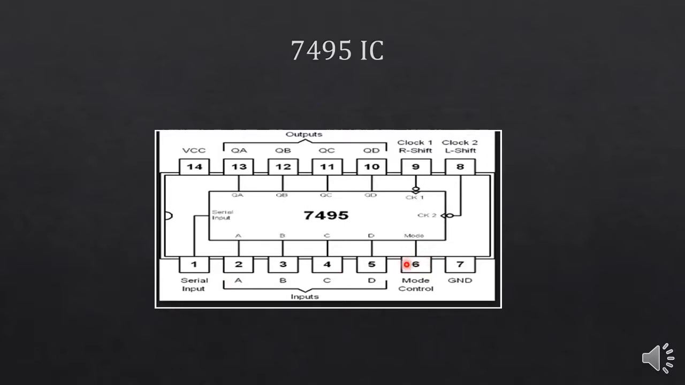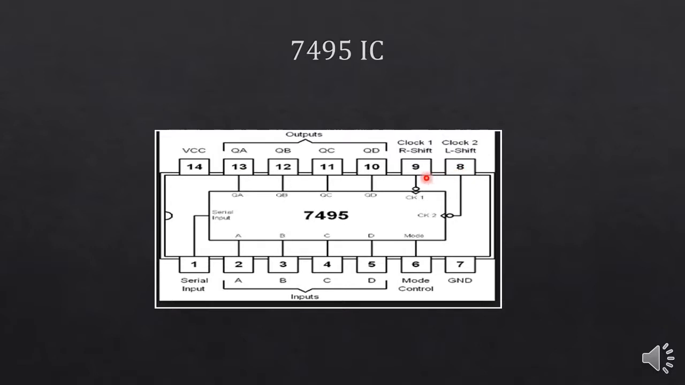Pin number 6 is basically for the mode control, whether you want to serial input your data or parallel input. When you apply the ground signal at pin number 6, it will serial input your data, and when you apply the VCC or 5V signal at this mode control pin, you can parallel input your data. Pin number 7 is for the ground and pin number 14 is for the VCC. Pin number 13, 12, 11, 10 are the outputs of this IC.